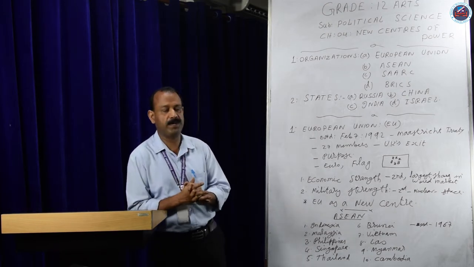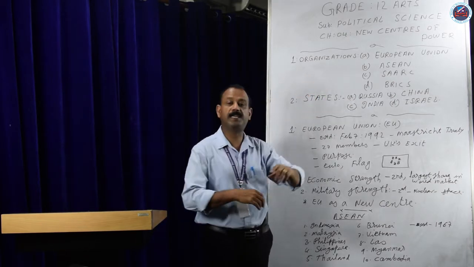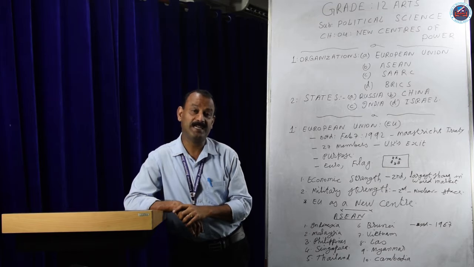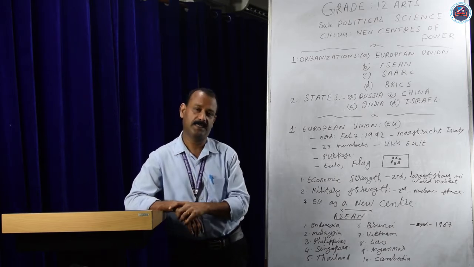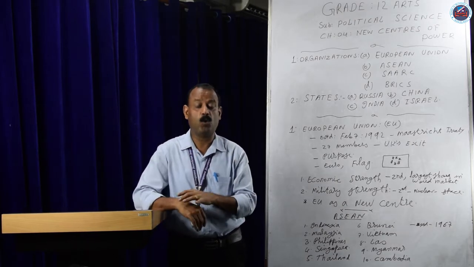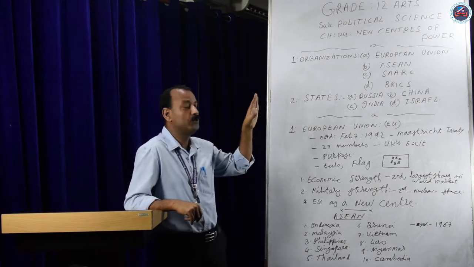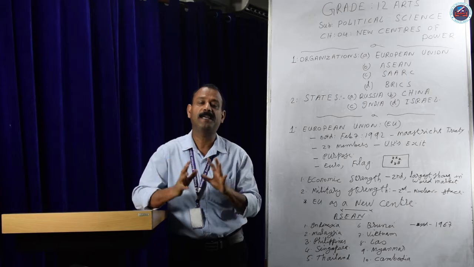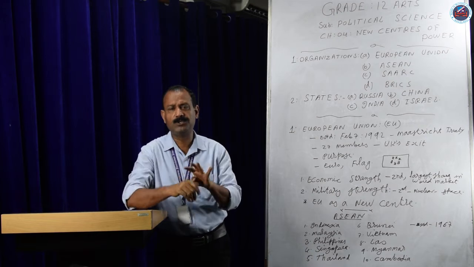The name of the 4th chapter is New Centers of Power. Well, my dear boys and girls, get ready. We are going to learn a new chapter, chapter 4 from Contemporary World Politics. In the textbook, the name is Alternate Centers of Power, but from this year onwards, the name is changed into New Centers of Power. So let's learn which are these new centers of power in the world. Well, what are exactly these new centers of power?